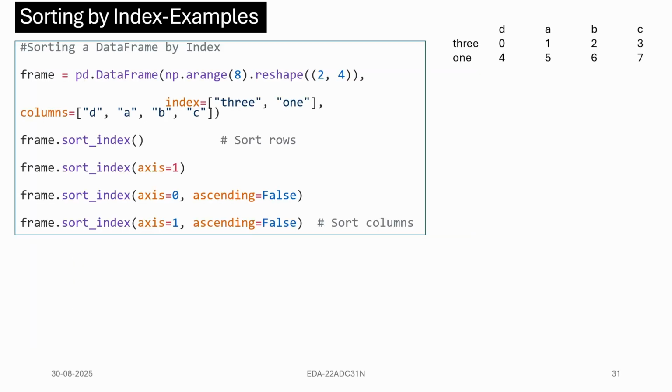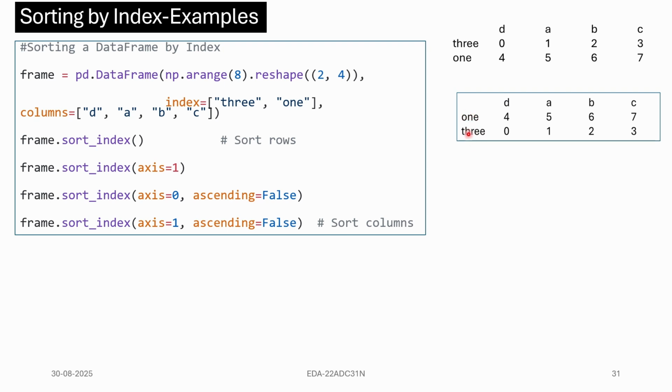Now let us look at sorting of a data frame. Here we are creating a data frame by using the method pd.DataFrame, and the shape of the data frame is 2 by 4 with the index 3 and 1 and the column labels as D, A, B and C. So this is the corresponding data frame that is being created. Now when we apply frame.sort_index, the elements are going to be sorted based on the index. Here the index is 3 and 1. So elements will be sorted in the order of their index.